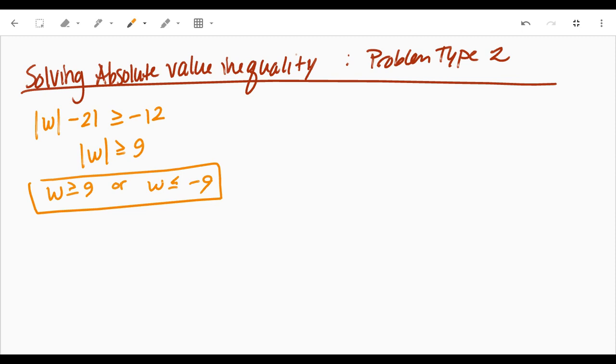Like if w is greater than or equal to 9, try plugging in 100. So the absolute value of 100 minus 21 greater than or equal to negative 12? Yes, it is. Or if w is less than or equal to negative 9, try a really negative number like negative 100. Also works. Plug in a number that we didn't say was a solution, make sure it doesn't work. 0. So 0 minus 21 greater than or equal to negative 12? No. So you can always check some points to make sure your solution makes sense.